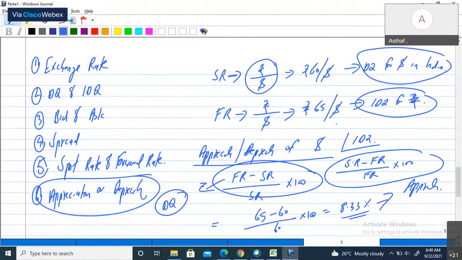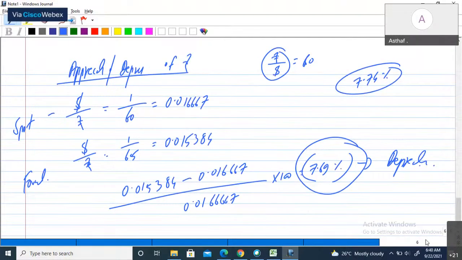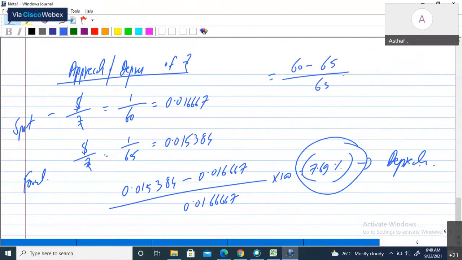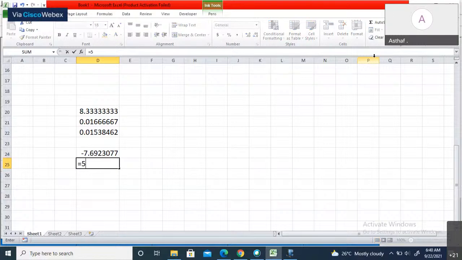Spot rate minus forward rate, the same rate you can write. Your spot rate is what? 60. Forward rate 65. Divided by, you can do up, 5 divided by 65 into 100.